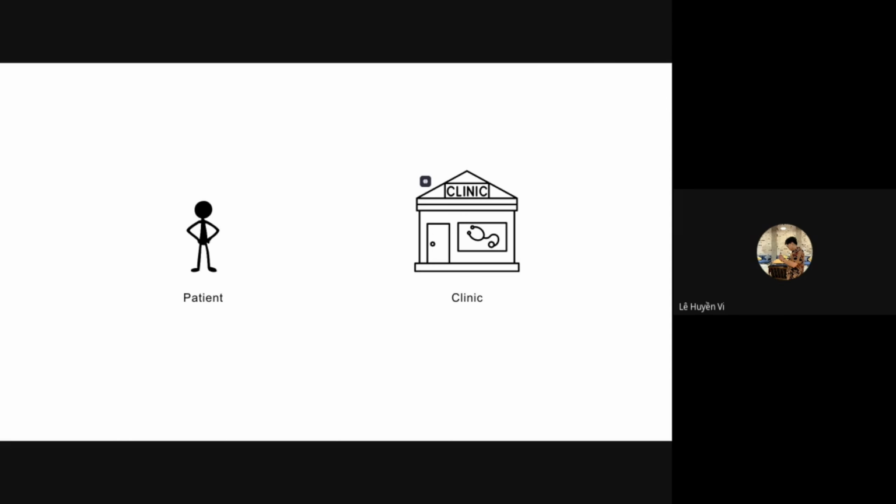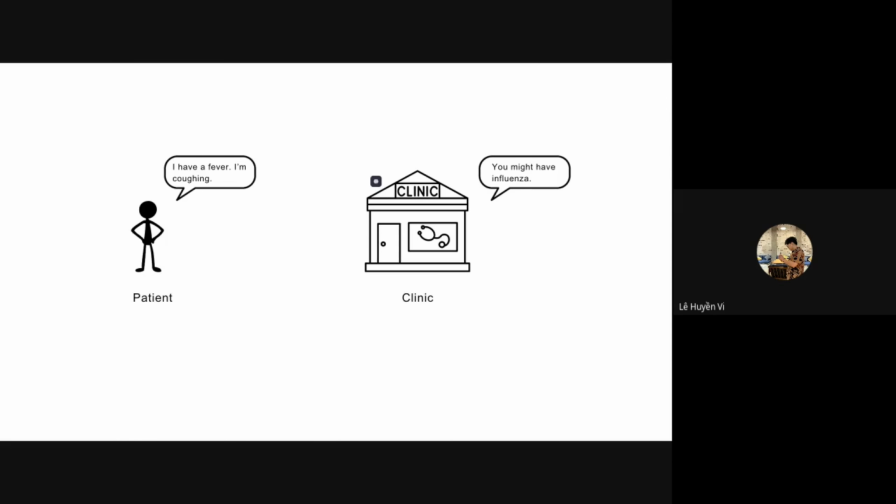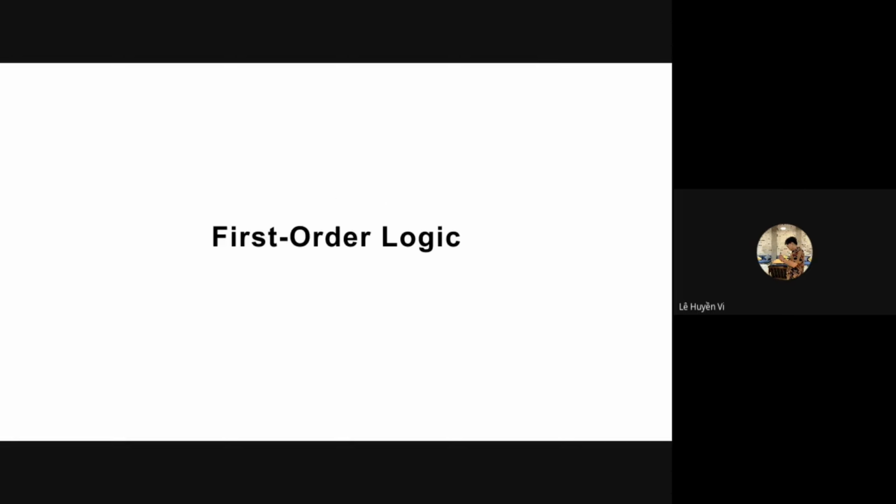Hello, everyone. Today, let's take a step back and imagine the following. You walk into a clinic, you tell the doctor, I have a fever, I'm coughing, and instantly the doctor says, you might have influenza. So, how does that happen? It's not magic, it's logic. And today, I will show you how we can build a small part of that logic inside the computer using first-order logic and an elegant Python library called Kanren.